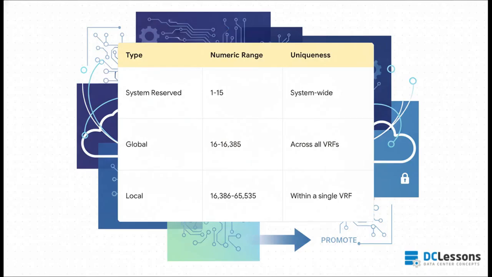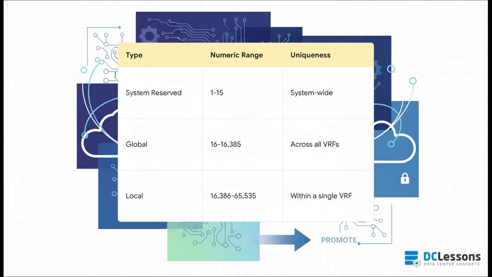Now, as you can see here, not all pcTags are created equal. They fall into a few different ranges. The first couple, 1 through 15, are reserved for the system, so we don't touch those. The really important distinction for us as architects is between global and local tags. By default, when you create an EPG, it gets a local pcTag. That means the number is only unique inside its own VRF. And most of the time, that's totally fine.